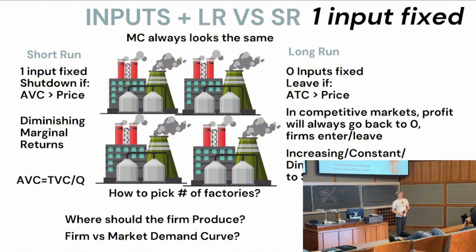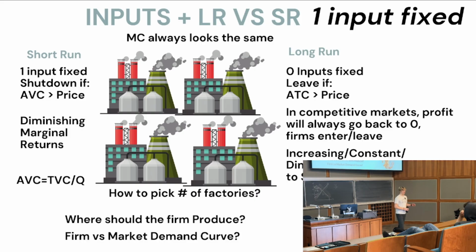In the short run, there's diminishing marginal returns. In the long run, there's increasing, constant, and diminishing returns to scale.